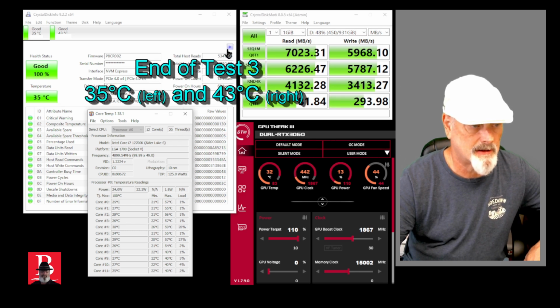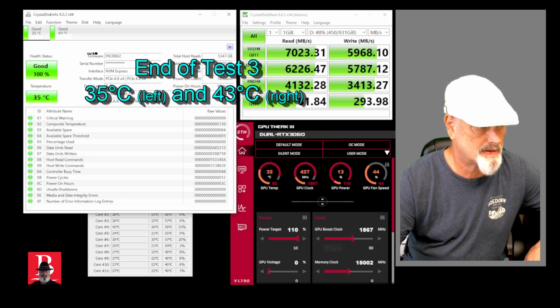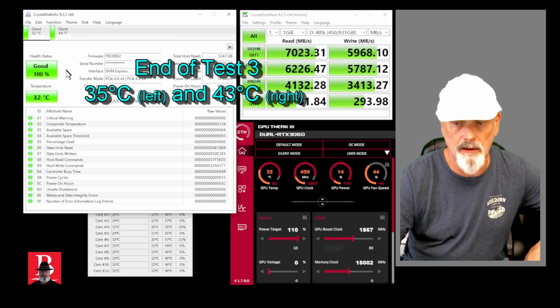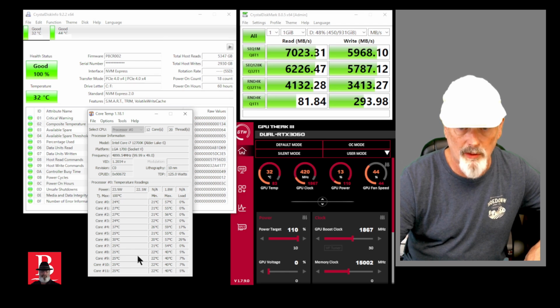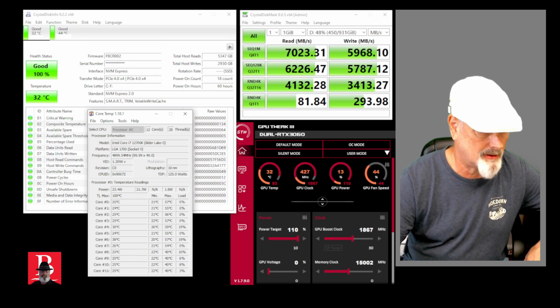Now the test is concluded. Let's reset the temperatures. And there we go. That's it. Let's look at the last, just so I can have it recorded on screen. We see GPU is still unbudged at 32 degrees.